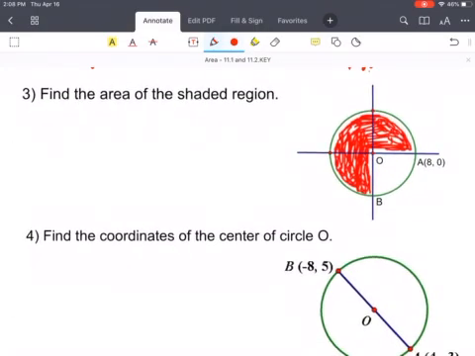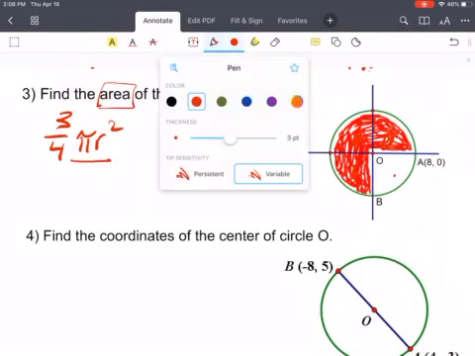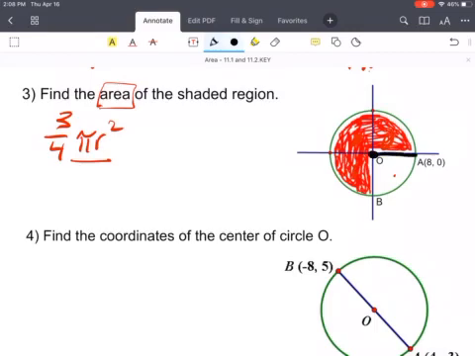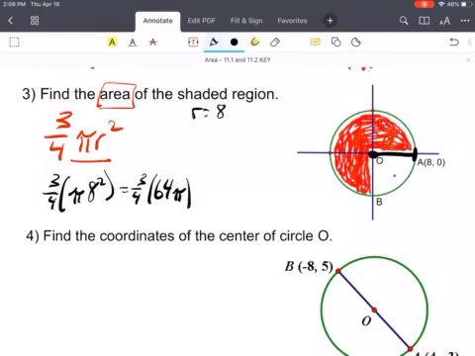For number 3, finding the area of the shaded region, figuring out how much of the area of the circle is shaded. If this circle is broken up into 4 regions, I have 3 of them shaded. So I have 3/4 of the circle shaded. And because I'm talking about area, 3/4 of the circle's area. And this distance here from the center to here, we just reviewed circles, tells me that that is a radius of 8. So 3/4 of pi times 8 squared, which is 3/4 of 64 pi. So that is 48 pi.